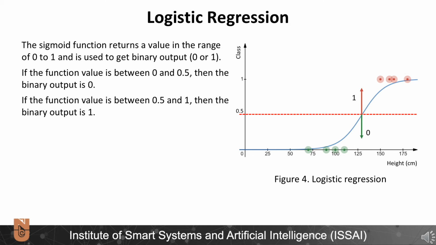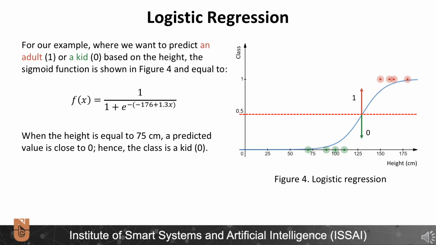The sigmoid function returns a value in the range of 0 to 1 and is used to get binary output 0 or 1. If the function value is between 0 and 0.5, then the binary output is 0. If the function value is between 0.5 and 1, then the binary output is 1.